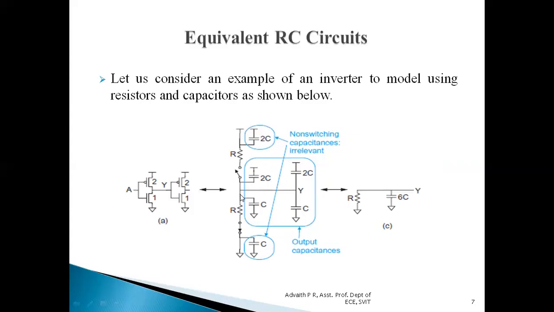If input A rises, the NMOS transistor will be on and PMOS transistor will be off. And if input A goes down, or if input A is 0, the NMOS transistor will be off and PMOS transistor will be on. That is the operation of inverter. The top and bottom capacitors with respect to VDD and ground are usually neglected because they are not switching. They are connected to a constant supply, either VDD or ground. Hence, they are not considered.